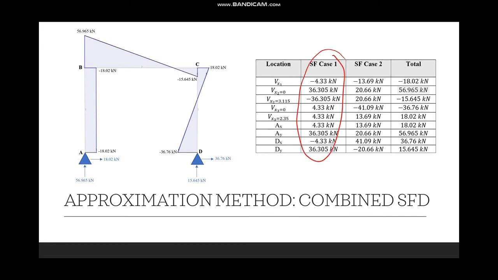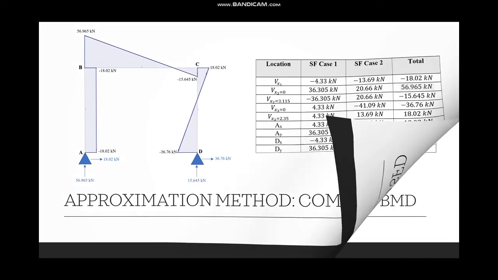Each column has the shear forces from each diagram at particular points. What I'm going to do is add them together to get our new shear force. So, for example, at this point where Vx is equal to 2, we are combining the shear force in case 1 and case 2, which had shear forces at that point of 36.305 and 20.66. And we get our new values here. So it's simply a case of adding them all together and also adding these reactions together. So this is our combined SFD for the approximation method.